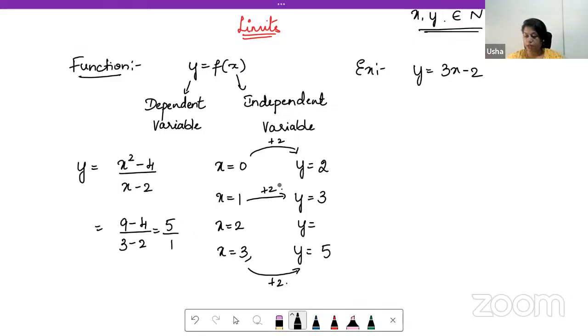Okay, Rakshita has given the answer 4. Yes. So based on the observation, when x is 2, if I add plus 2, y is supposed to be 4. This is based on the observation.